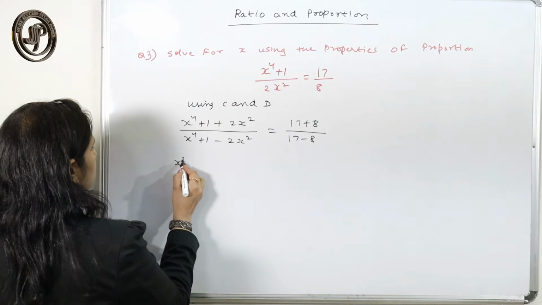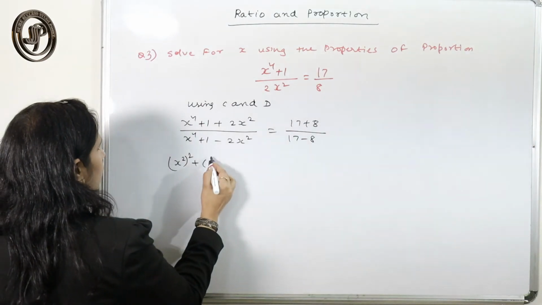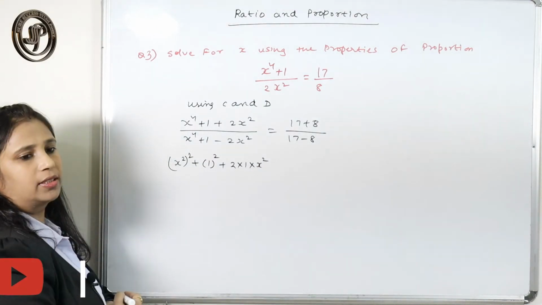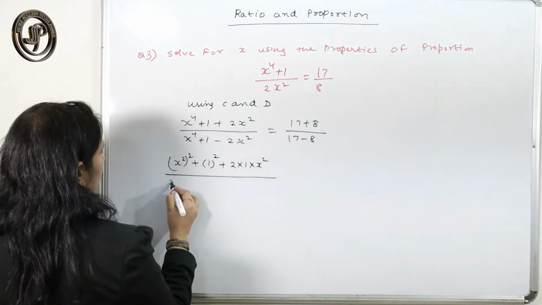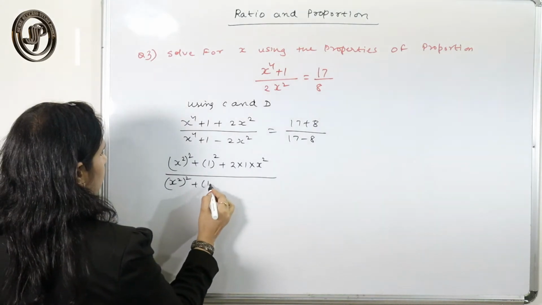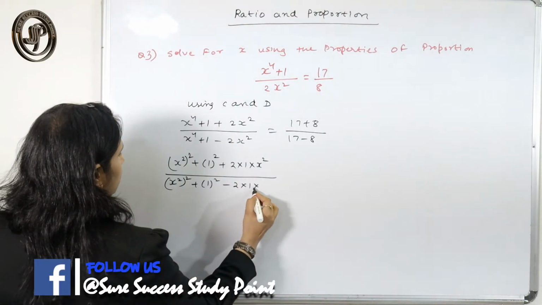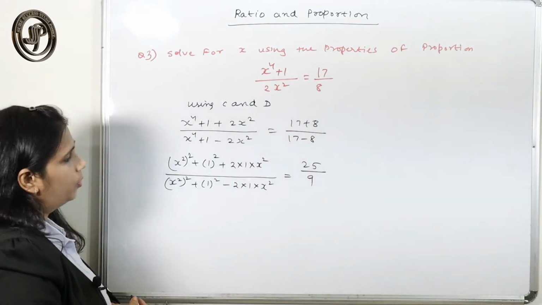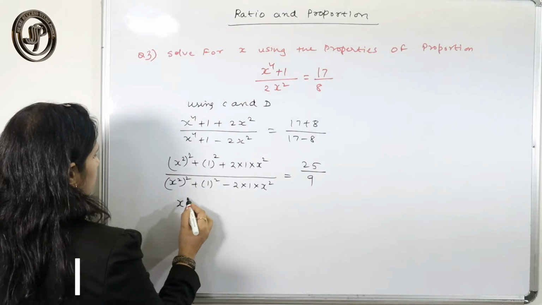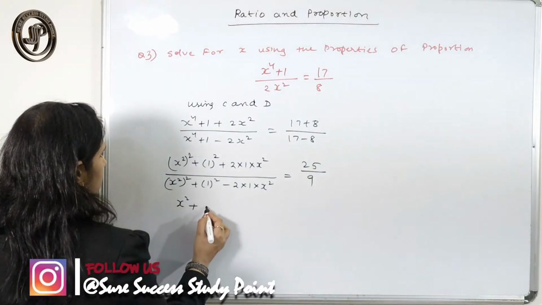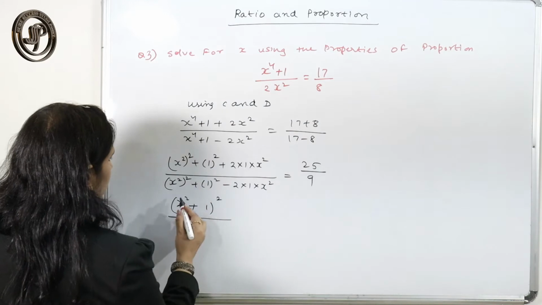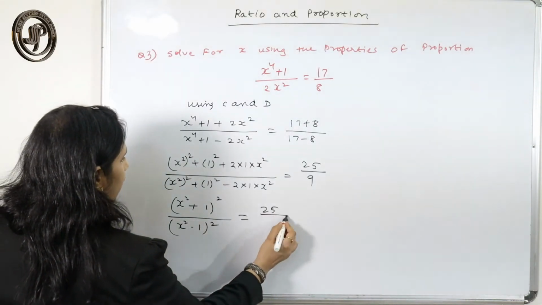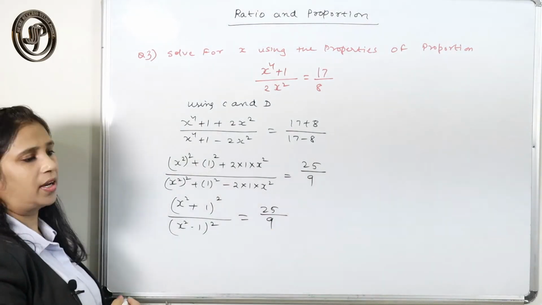You can write this as x square to the whole square, 1 square, 2 into 1 into x square. Can you write this this way? x square plus 1 square minus 2 into 1 into x square is equal to 25 by 9. So this becomes x square plus 1 to the whole square, and this becomes x square minus 1 to the whole square. What I have done, I have just used the identity.